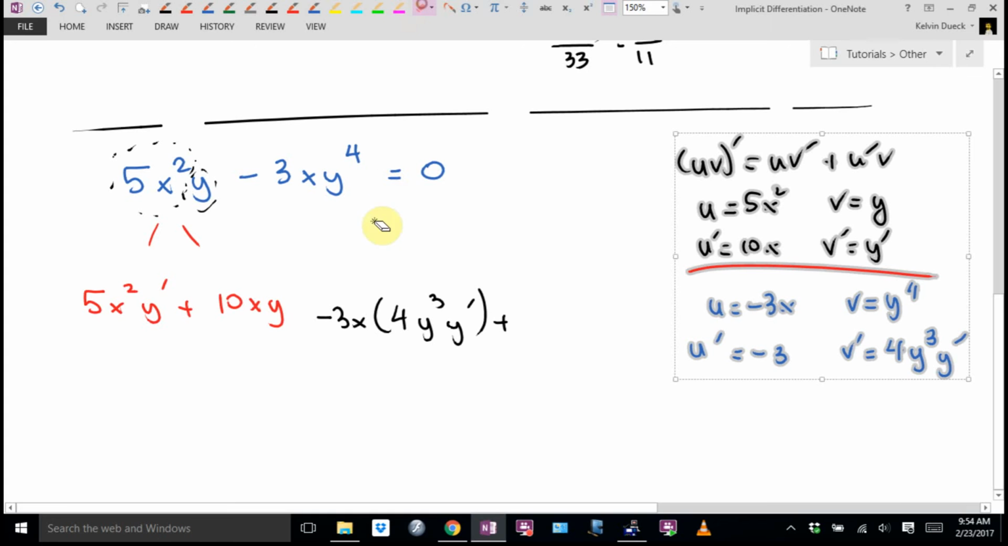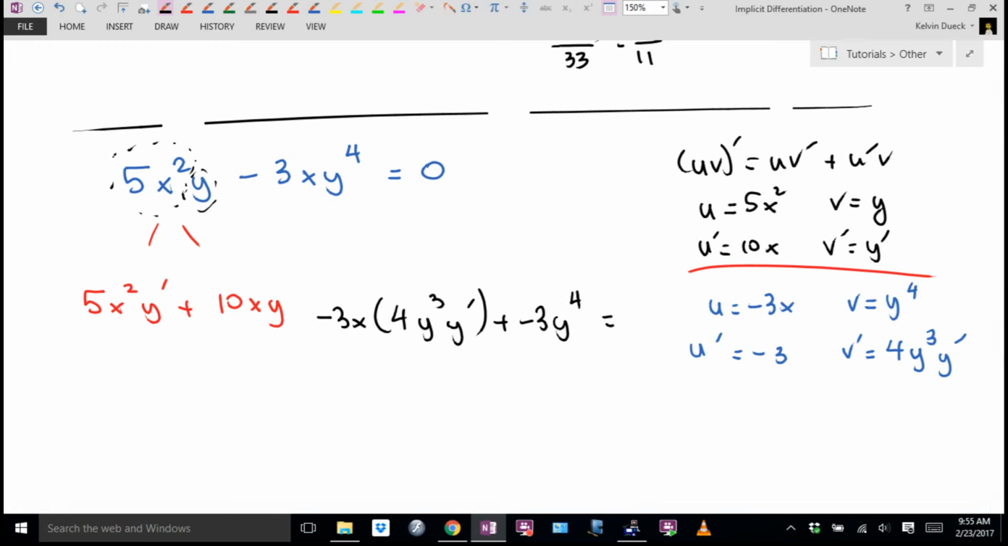So, look up. This here is that, plus u prime negative 3 times v, y to the fourth. And then on the right-hand side, what's the derivative of 0? Yeah, because it's really 0 times x to the 0 when you move the 0 to the front, which, again, is really becoming stupid and obvious and redundant, but yeah. Okay.